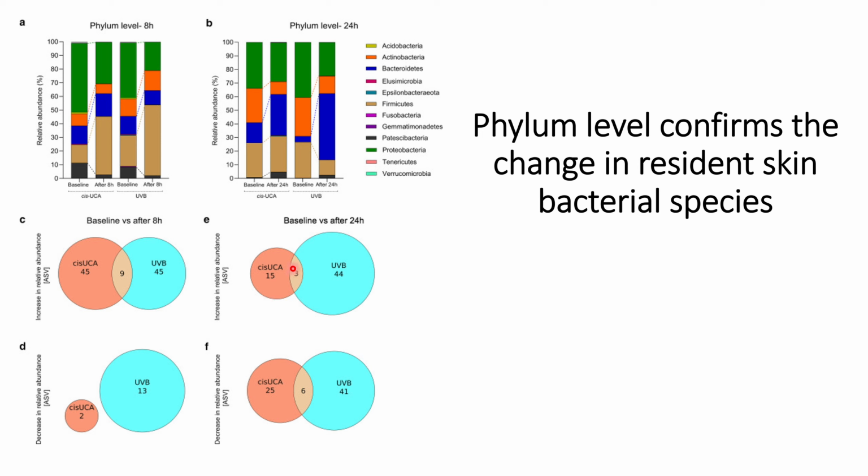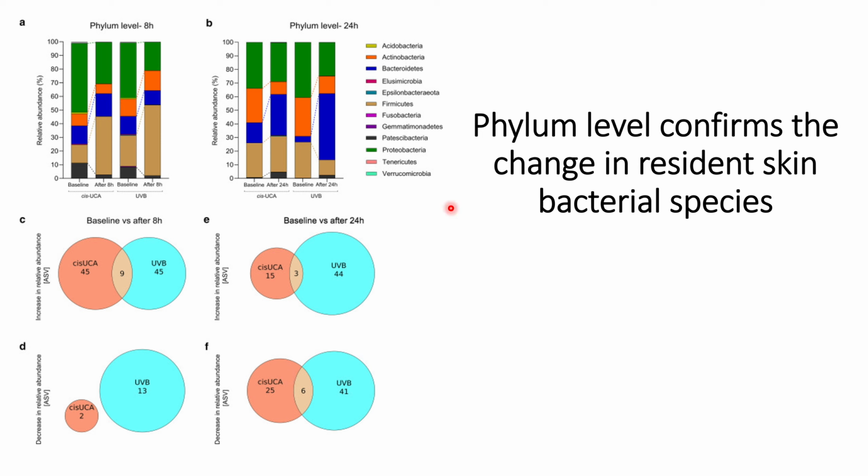In terms of the common ASVs that are upregulated in cis-UCA and UVB after 24 hours compared to the baseline, there are just 3, whereas around 18 ASVs are upregulated in cis-UCA compared to the baseline, and 47 ASVs are upregulated in UVB. And when it comes to the ASVs that are down-regulated, around 31 are down-regulated in cis-UCA, whereas for the UVB-exposed mice, around 47 ASVs are down-regulated, out of which 6 are common.